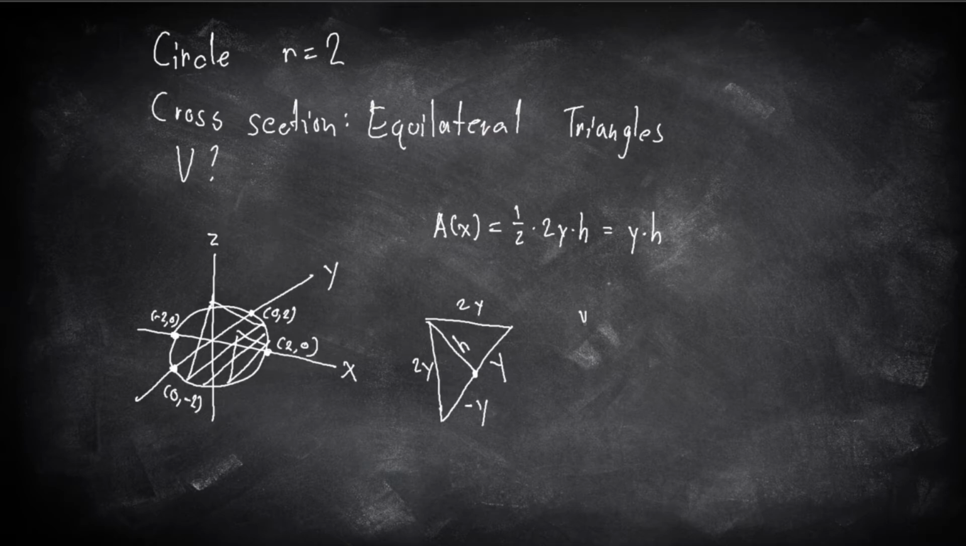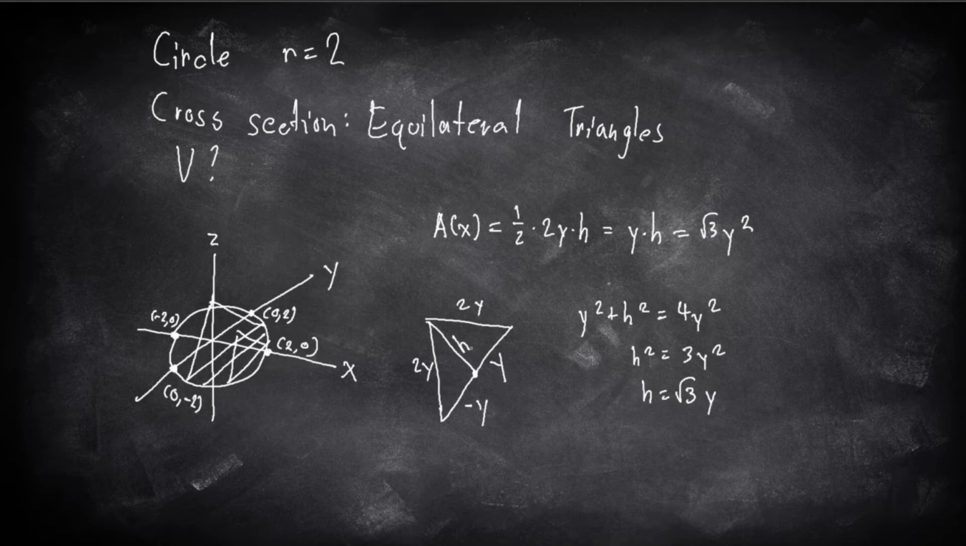Using the Pythagorean theorem, y squared plus h squared equals 2y squared, which is 4y squared. So 4y squared minus y squared is 3y squared, which is h squared. Taking the square root, square root 3 times y is our h. Substitute that in. So y times square root 3 times y is square root 3 times y squared.